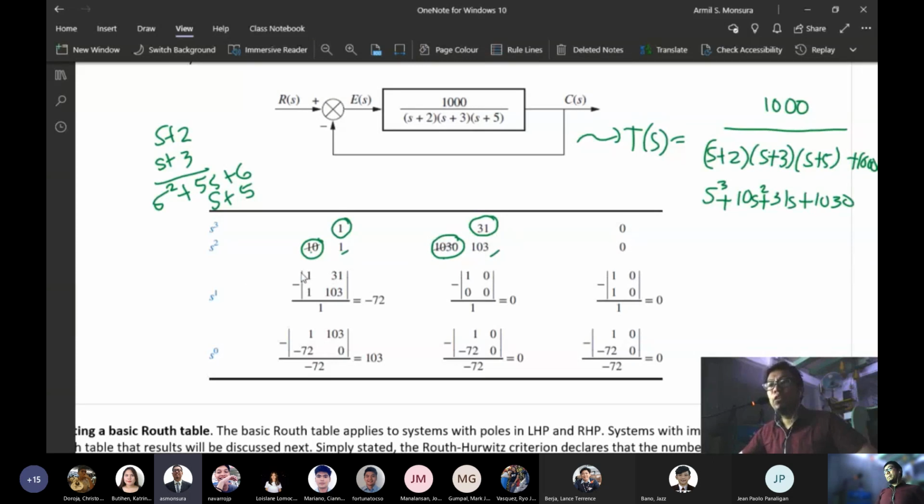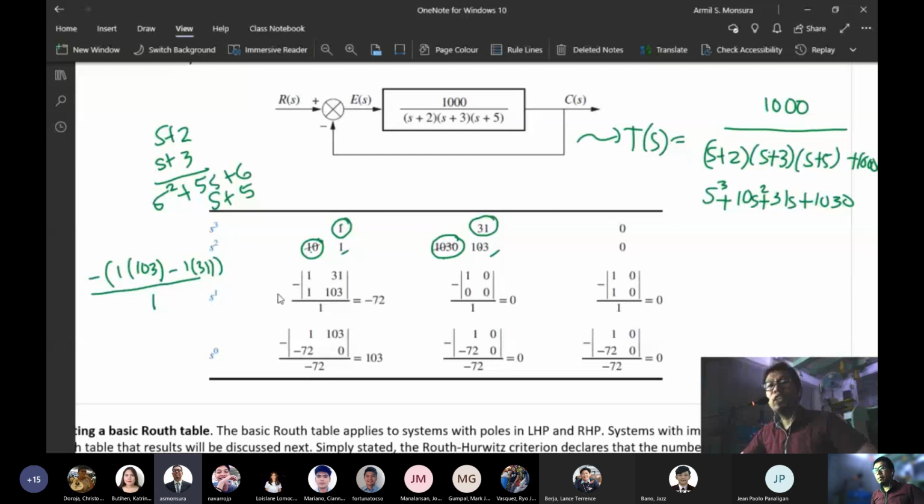Okay, so now we compute ito. Okay, as 1 times 103. So that becomes negative 1 times 103 minus 1 times 31 divided by 1. Ito 'yun. Okay. So that's 103 minus 31. That's divided by 1. That should be negative 72.